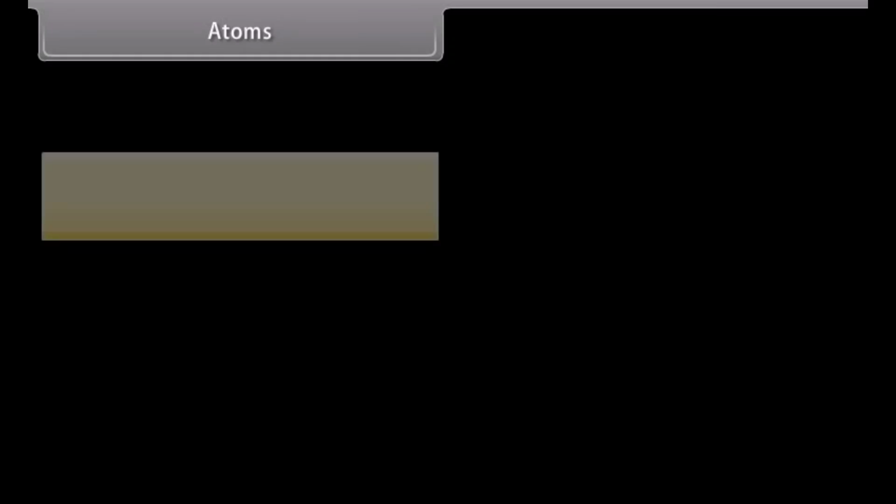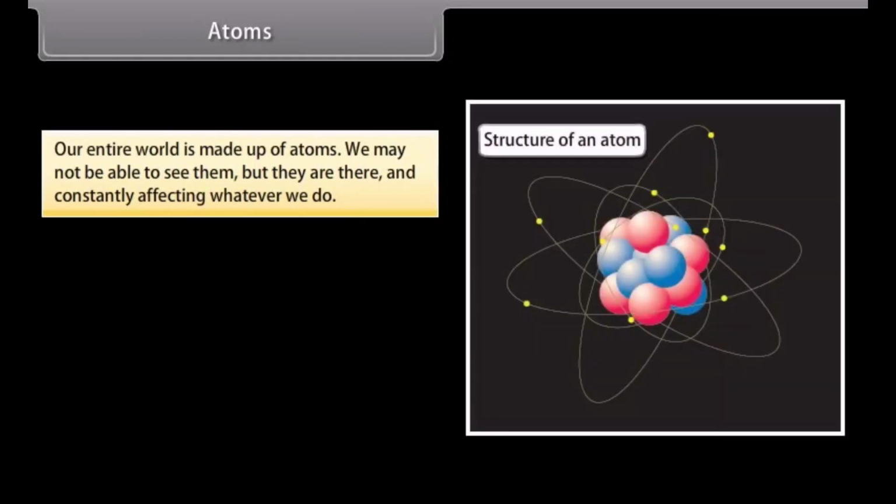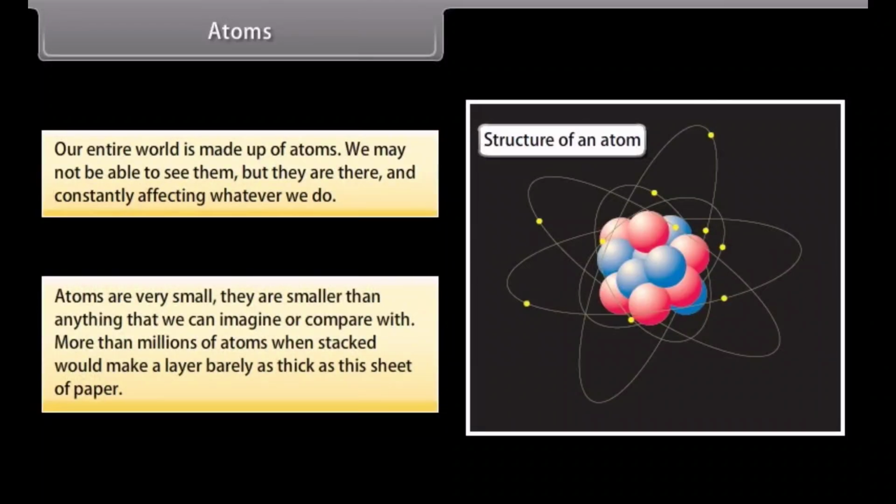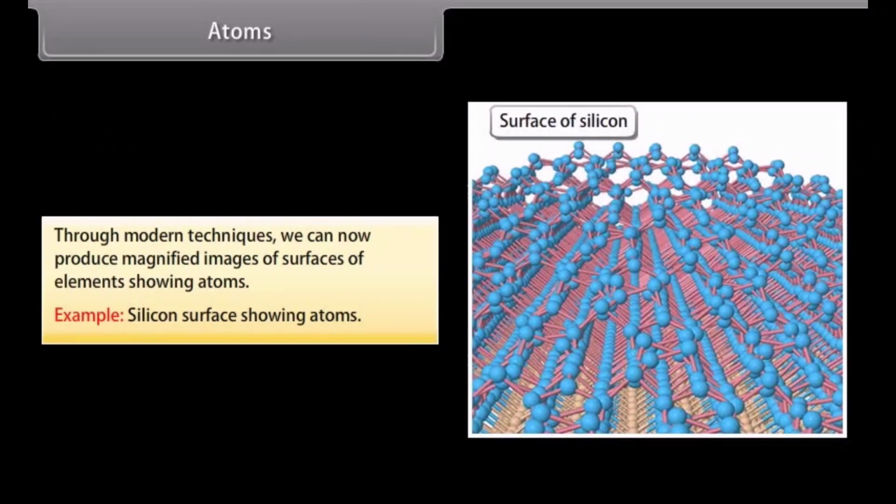Atoms. Our entire world is made up of atoms. We may not be able to see them, but they are there and constantly affecting whatever we do. Atoms are very small. They're smaller than anything that we can imagine or compare with. More than millions of atoms, when stacked, would make a layer barely as thick as this sheet of paper. Through modern techniques, we can now produce magnified images of surfaces of elements showing atoms. Example: silicon surface showing atoms.